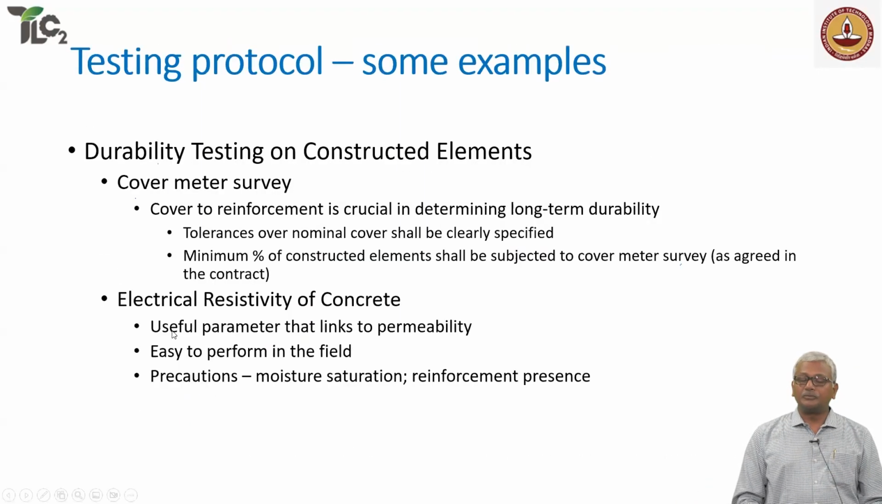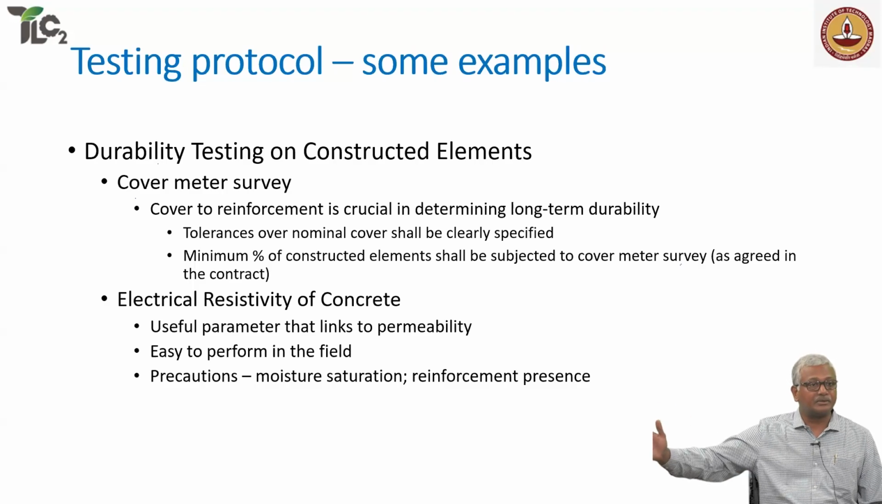Then on constructed elements, you can have some limited amount of tests. For instance, the cover meter survey. The cover meter survey could be a very useful test method that can at least help you assess the cover, or the deviation from the cover, in the actual construction project, right? If you see that out of the chosen elements, 9 out of 10 are showing a cover which is less than 10 millimeters away from your intended target, that means the quality control has been okay.